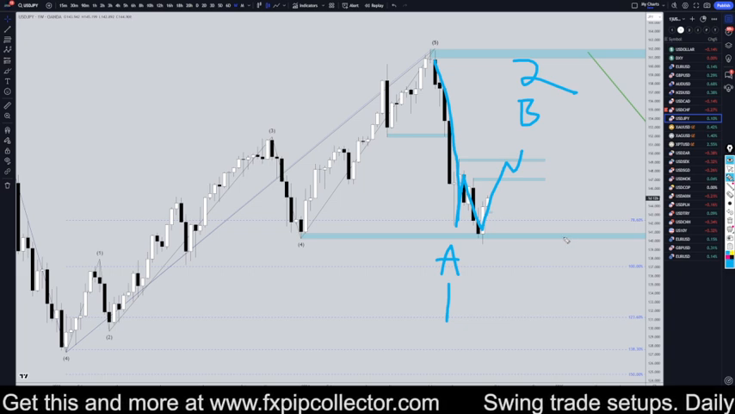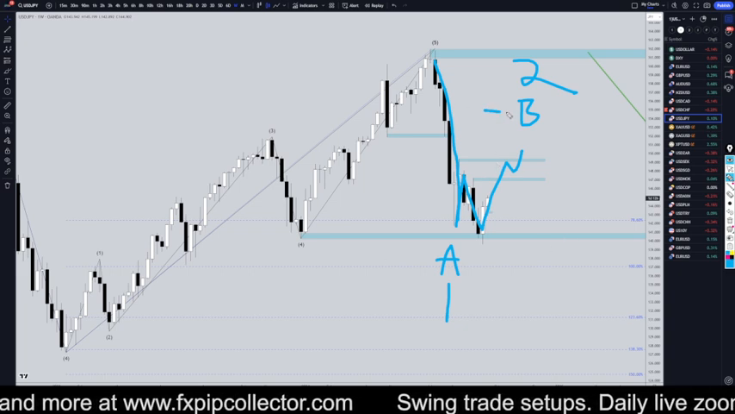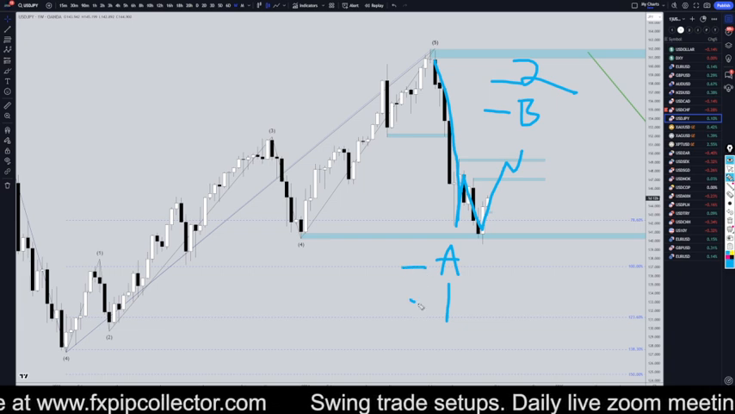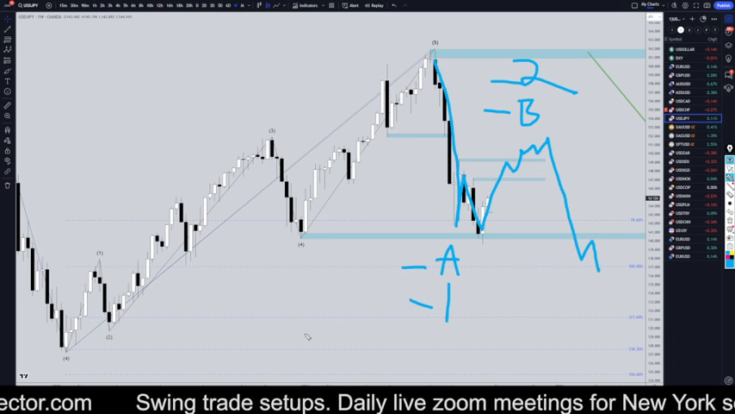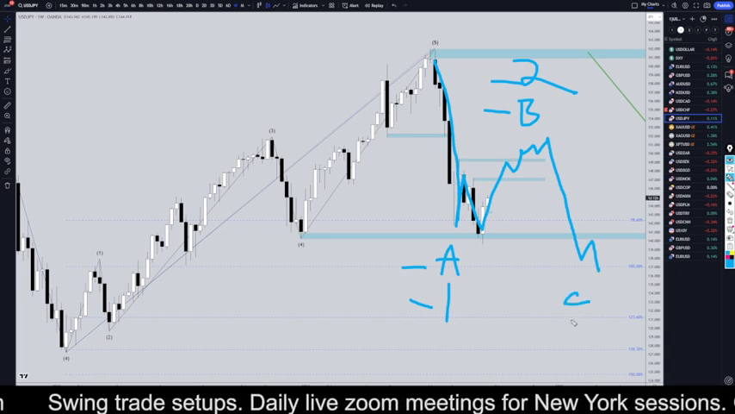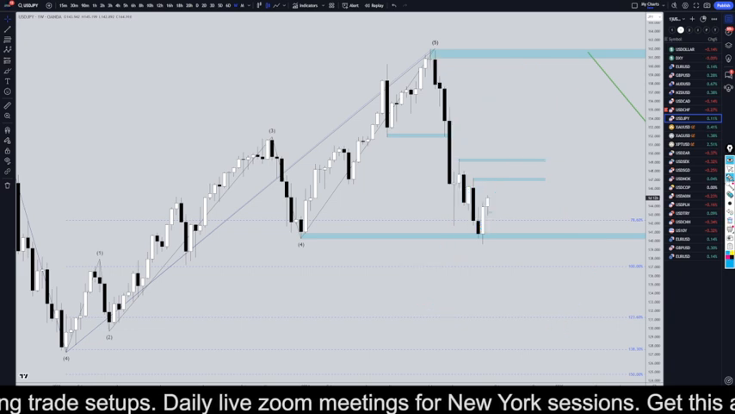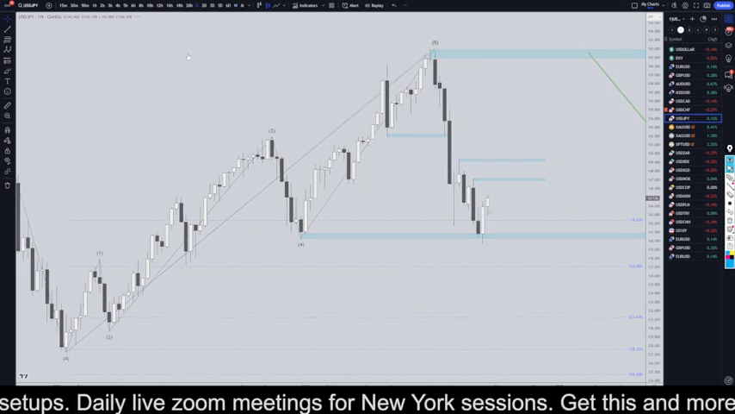Like I was just explaining, the trading strategy is exactly the same for a B or a 2. It's exactly the same for an A or a 1. The only time it's going to change is when we go down for that third wave. We're going to have to decide whether it's a wave C or whether it's a wave 3. So taking it down to the daily time frame.